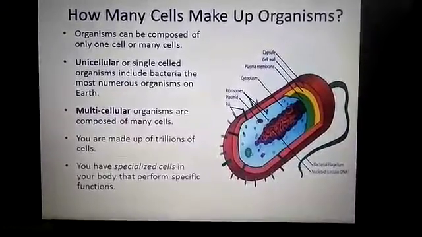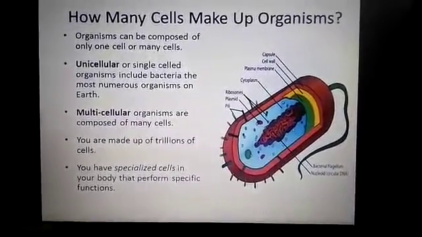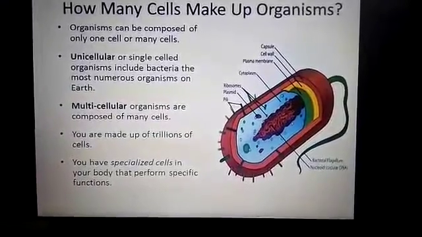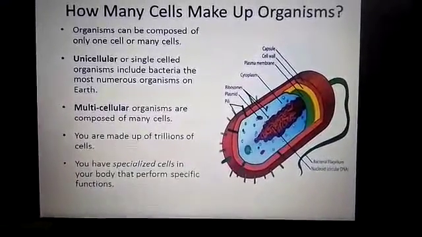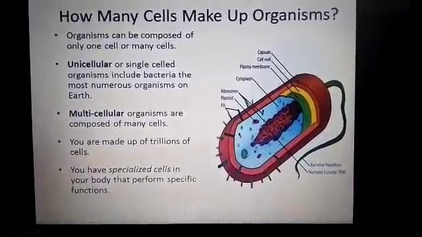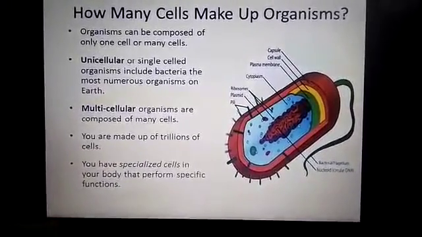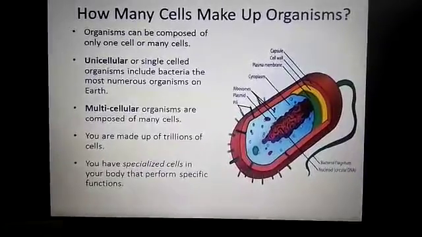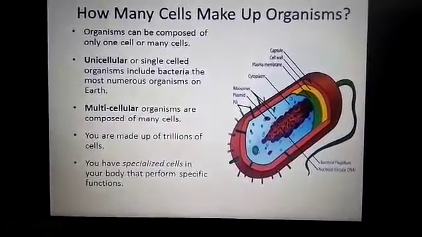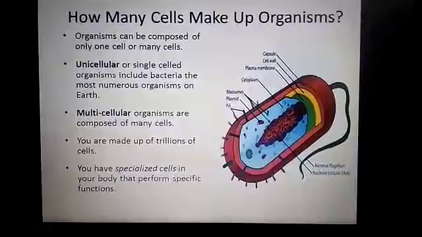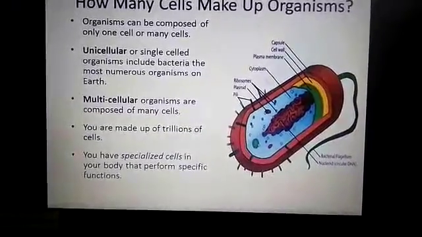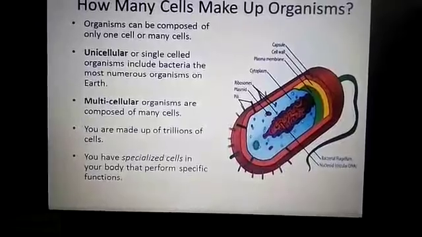So there are organisms composed of many cells, and they are multicellular. Human beings are made up of trillions of cells, for example, human beings and trees. On average, an adult human constitutes approximately 1000 million cells in the whole body.